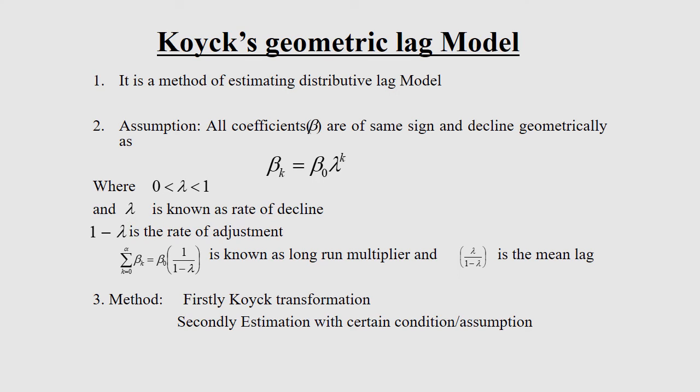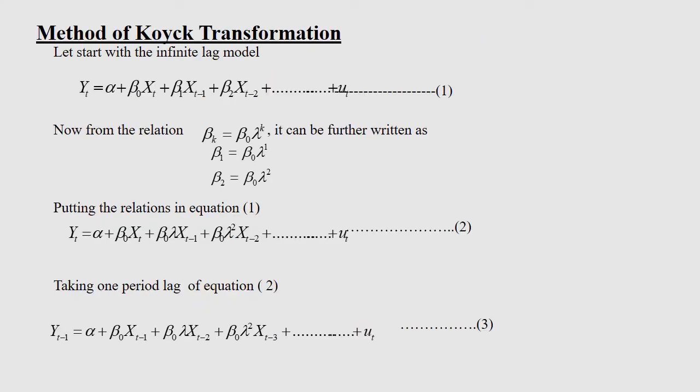So in the Koyck geometric lag model, basically there are two separate steps. First of all, Koyck's transformation, and secondly, estimation with certain conditions and assumptions. Now we will discuss the method of Koyck's transformation first. Let us start with the infinite lag model. The infinite lag model I have already discussed. There will be no boundary of lag. Rather, it will be an infinite series as given in equation 1 in this slide: yt equal to alpha plus beta naught xt plus beta 1 xt minus 1 plus beta 2 xt minus 2 and so on, plus ut, the disturbance term.